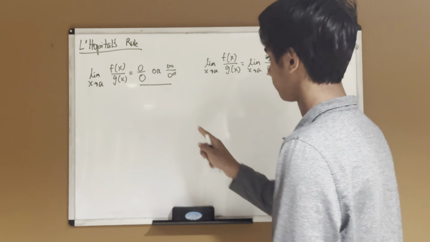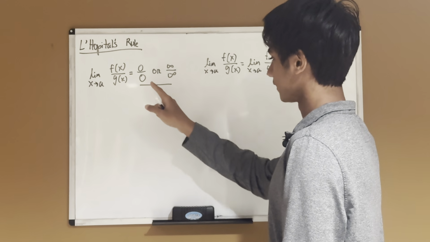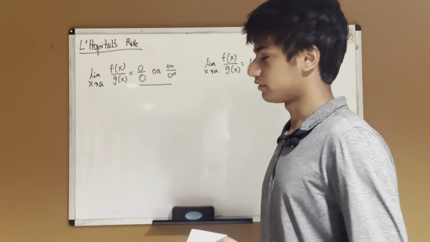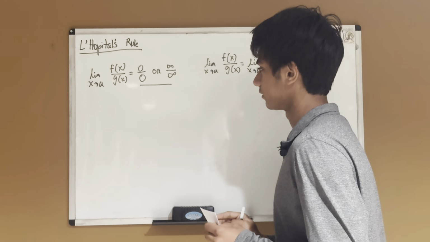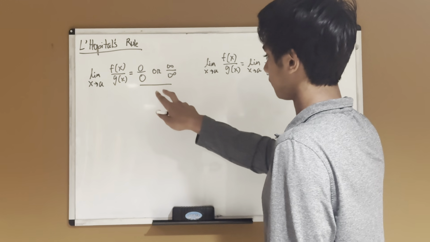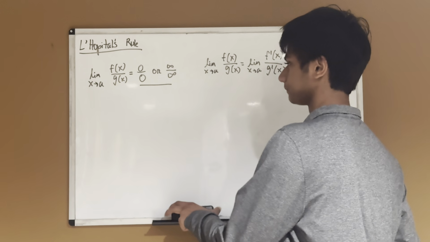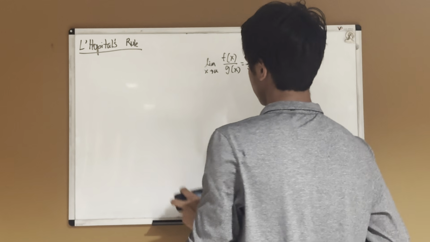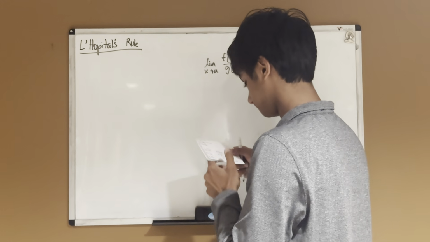Remember, this only works if we have an indeterminate like 0 over 0 or infinity over infinity, which are the only types of indeterminates you need to know for the AP Calculus BC exam. There are more, but these are the only ones they'll be testing you on. Great, so that's L'Hopital's rule. Let's try out a few examples just to see if we understand it.